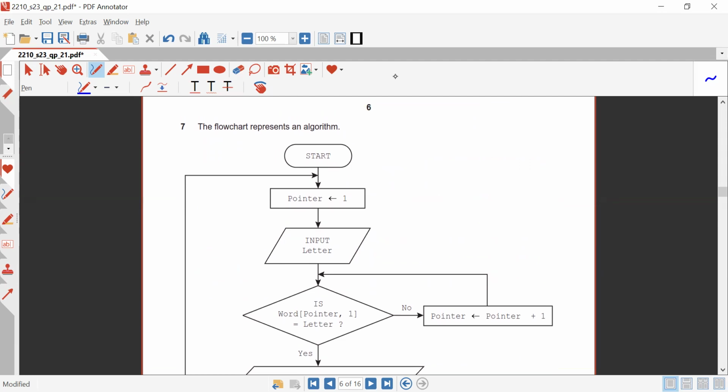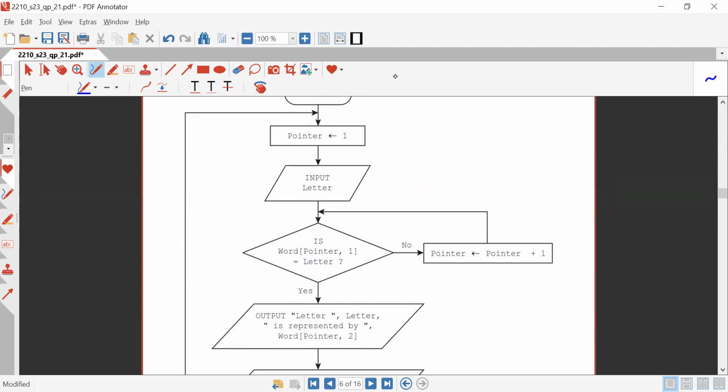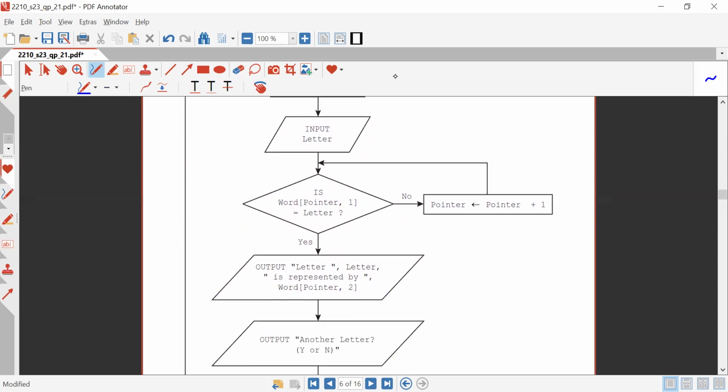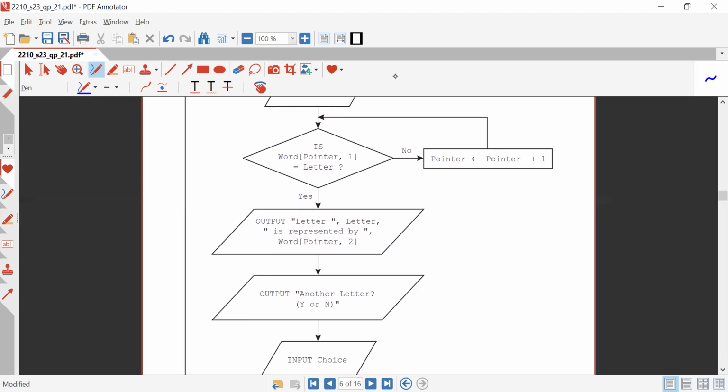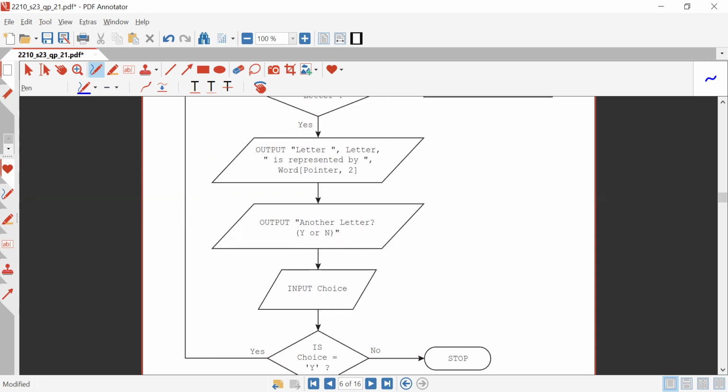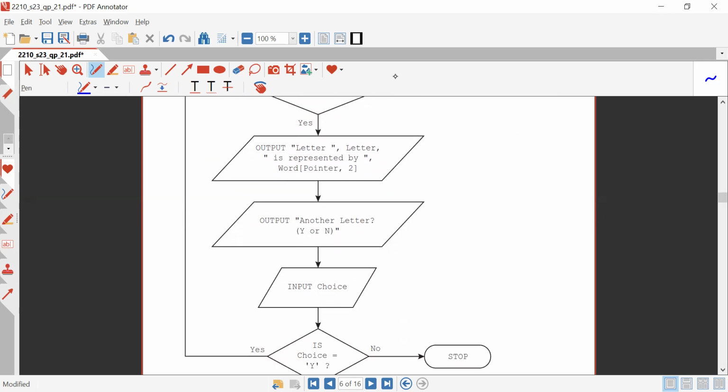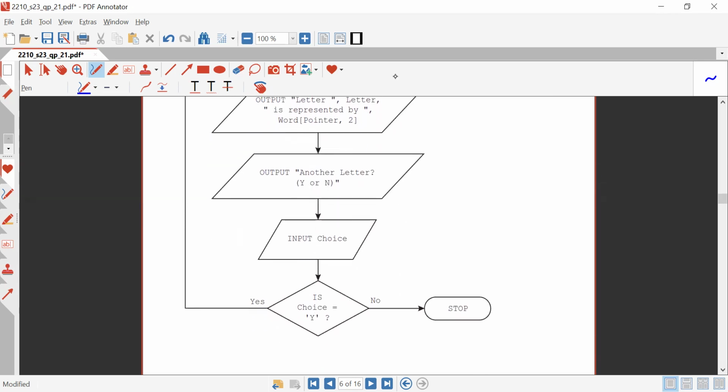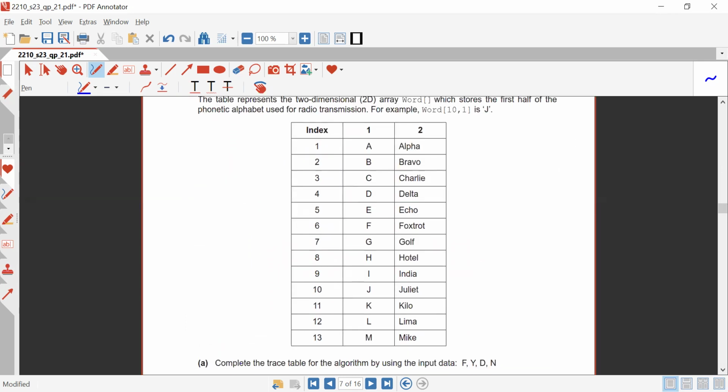Okay. So now they are saying for question number 7, a flowchart represents an algorithm. A start, then we do pointer value 1, input letter, then it's saying is pointer comma 1, that means an array is over here. So what is the array? Pointer comma 1 means first column equals the letter. If it's a no, pointer will be added by 1. If it's a yes, output letter, whatever letter is there represented by pointer 2. Now they are saying output another letter, yes or no. Input choice, if it's a yes, it will be repeating, otherwise it will be a no.